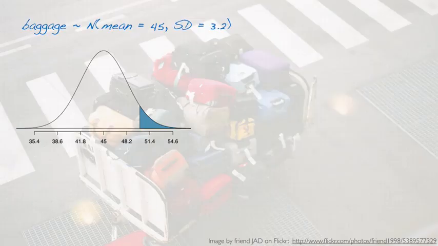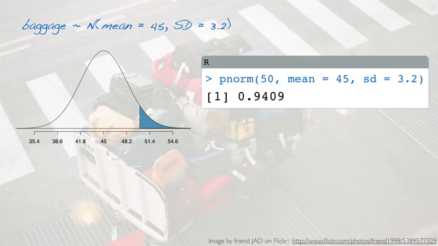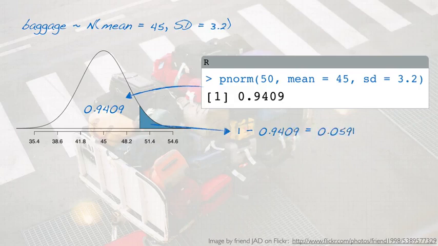Another approach is to use R directly and the pnorm function that we learned earlier. So in R, we set our pnorm function. Our cutoff value is 50, mean is 45, standard deviation is 3.2, and we find that the area under the curve that's below 50 is 0.9409. Well, that is not really the area that we're interested in. So to find the desired area, we need to find the complement of this answer. So 1 minus 0.9409 gets us to the same answer, 0.0591. So roughly 5.91% of the passengers are expected to have baggage that weighs in excess of 50 pounds.